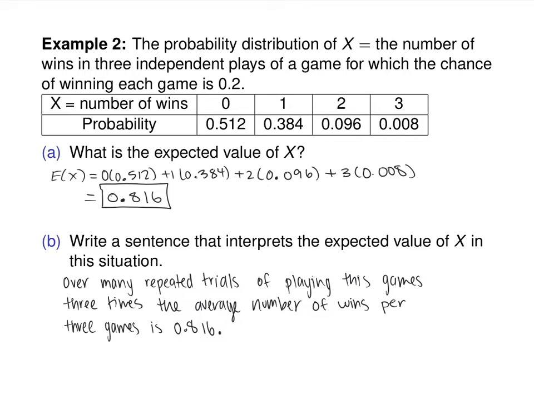And some things are important to note here. One thing you really do have to say is that this is a long run average, so that's this whole many repeated trials business. And it does matter that you play the game 3 times, because if it were not 3 times, this table up here would change. Also, the probability that you win each game, 0.2, does matter, but the point is this is a long run average.